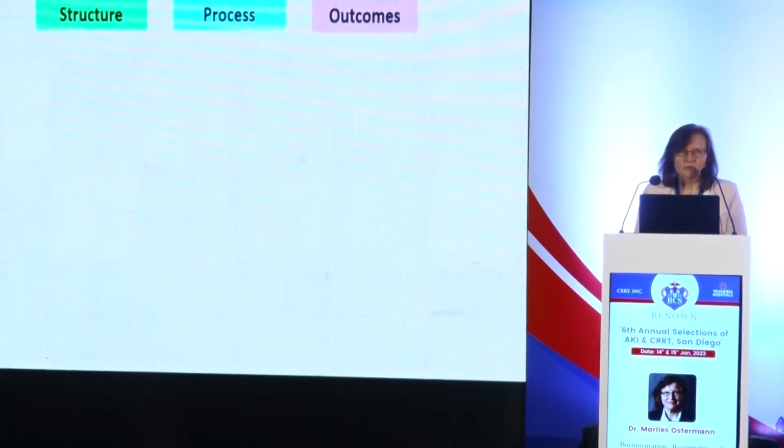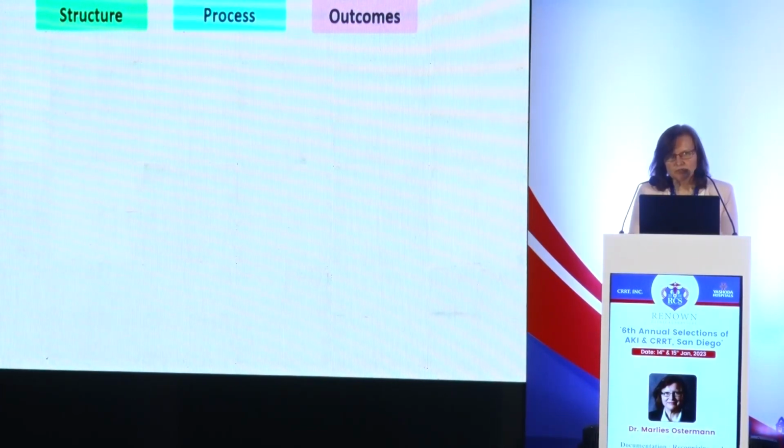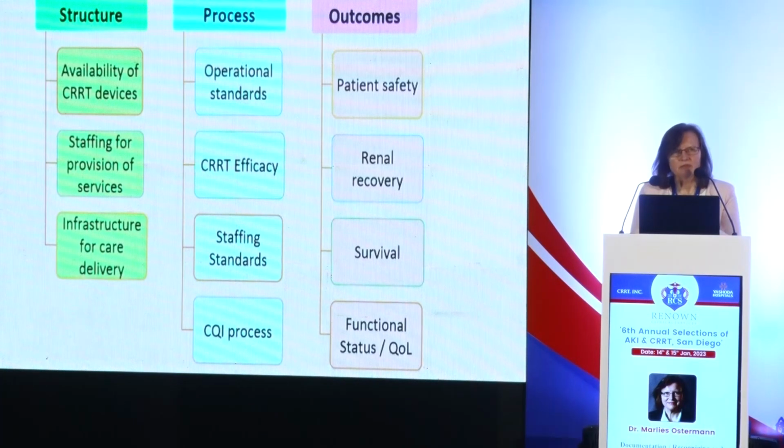Now, if you want to start looking at your own performance and the quality of care, then people who know much more about quality improvement than me suggest that you should look at different aspects related to the structure, process, and outcome. So structure describes essentially the infrastructure required to deliver a therapy. So that's the machines, the nurses, the equipment, and so forth.